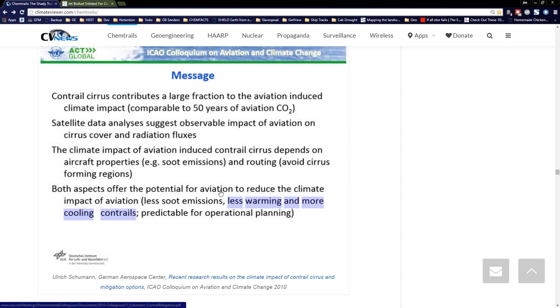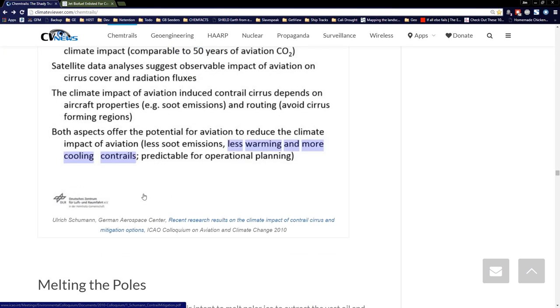Both aspects offer a potential for aviation to reduce the climate impact of aviation, less soot emissions, less warming, and more cooling contrails. So these heat-trapping contrails, they want to turn them into cooling contrails. That is geoengineering. That is your red smoking gun everybody's looking for, but apparently people don't get it. I've posted this many times.